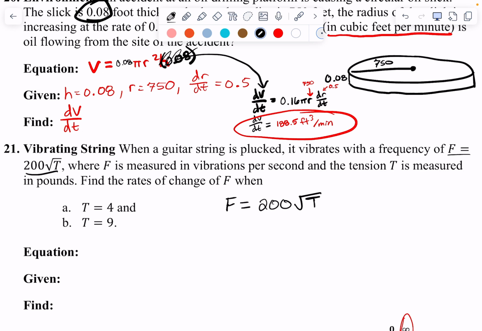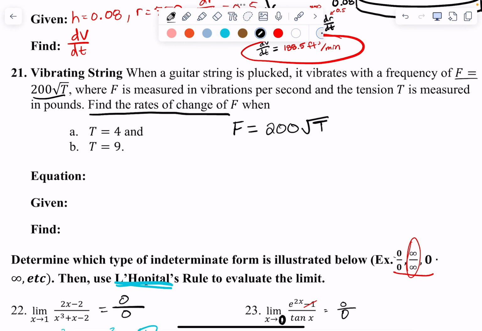What are we trying to find? dF/dT. Find dF/dT when T is 4 and when T is 9. So we're going to have two different answers, given T equals 4, given T equals 9. Okay. This one's easy. Is it? Maybe not. Wait, do we have a dT/dT?